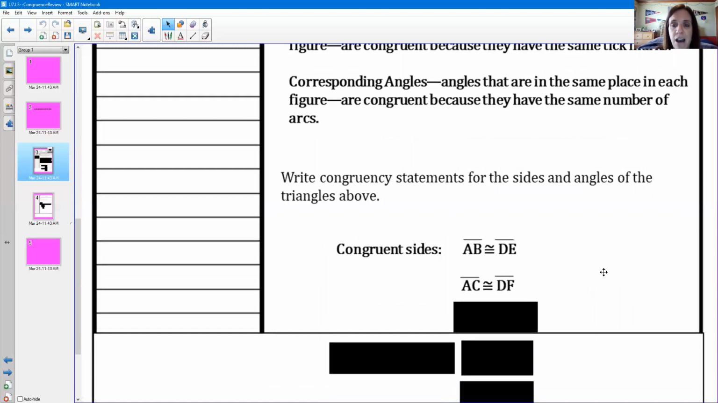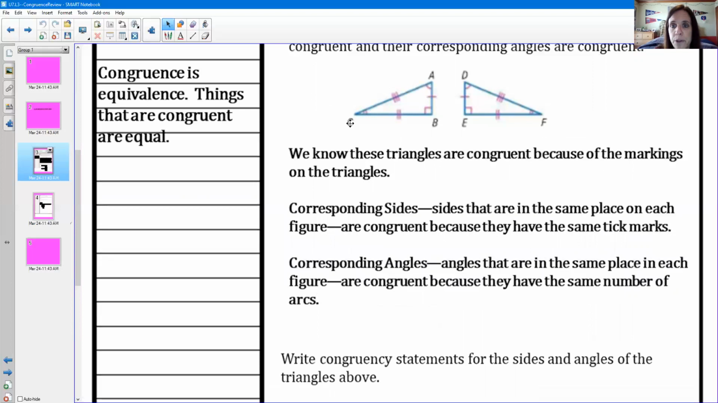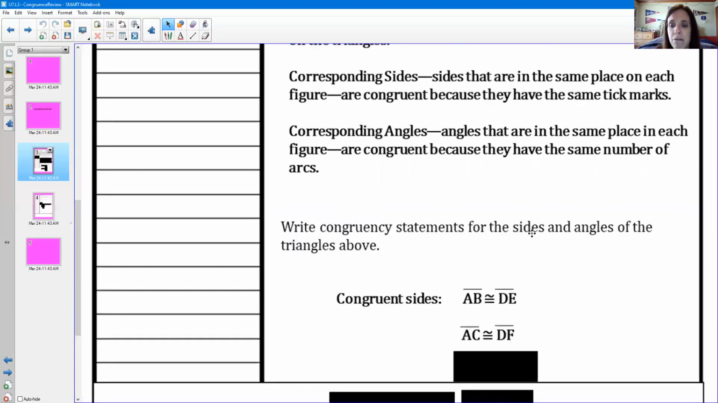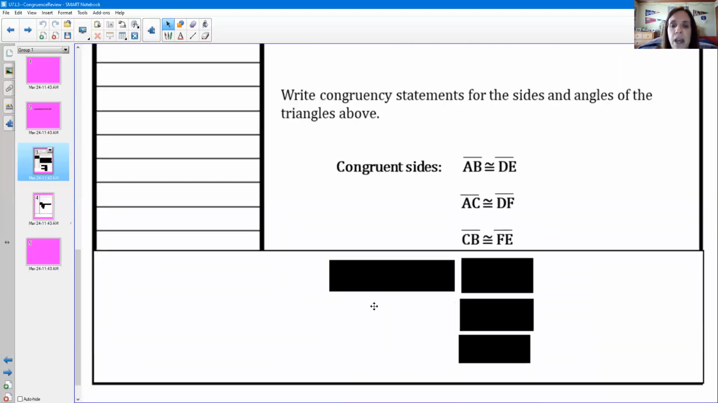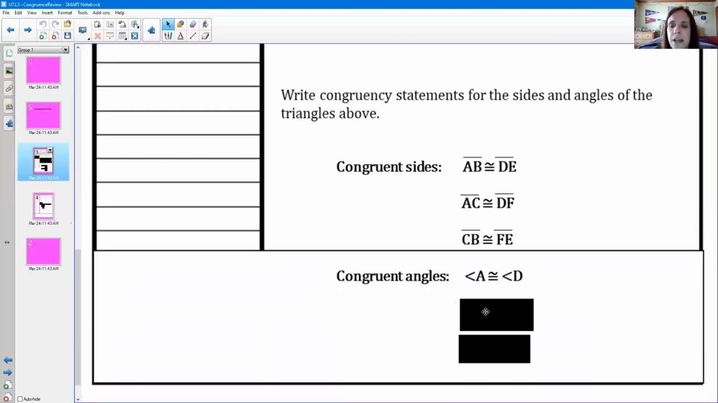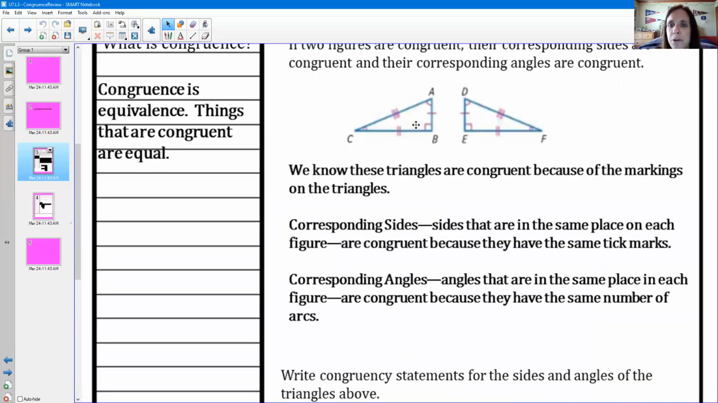AC and DF are congruent. And again, those were the hypotenuses of each right triangle. And then CB and FE are congruent. Angles, you just use that little angle symbol. It is a key on your keypad. So angle A is congruent to angle D, angle C is congruent to angle F, and angle B is congruent to angle E. So those are congruency statements. We can write them when we know things are congruent by the markings on the triangle.